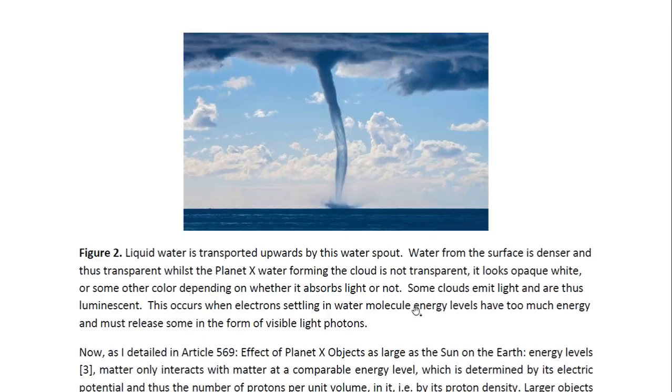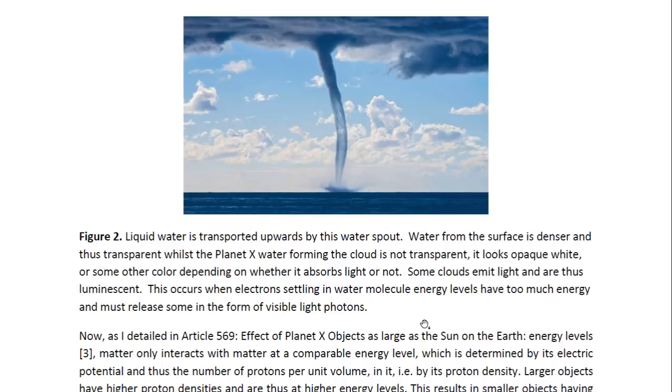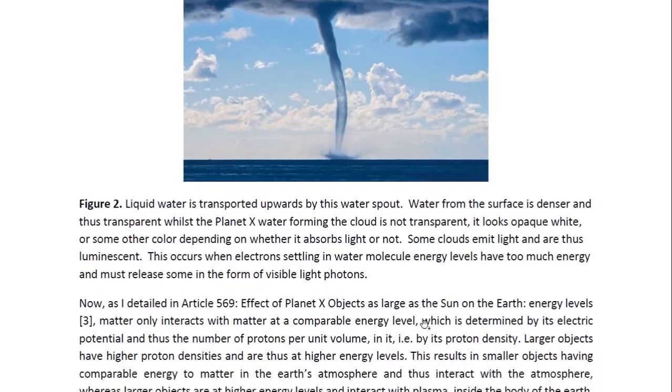Water from the surface is denser and thus transparent, whilst the Planet X water forming the cloud is not transparent. It looks opaque white or some other color depending on whether it absorbs light or not. Some clouds emit light and are thus luminescent. And this occurs when electrons settling in water molecule energy levels have too much energy and must release some in the form of visible light photons.